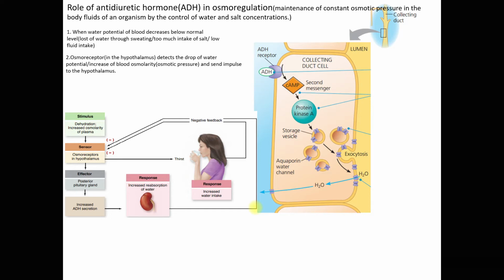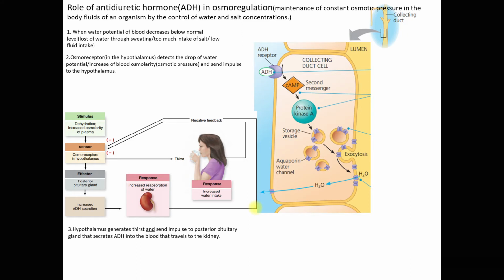So whenever you see the words increase of blood osmolarity or increase of blood osmotic pressure, it is equivalent to the drop of water potential in the blood. When this condition is detected by the osmoreceptor in your hypothalamus, the osmoreceptor will generate an impulse and send that impulse to the hypothalamus.